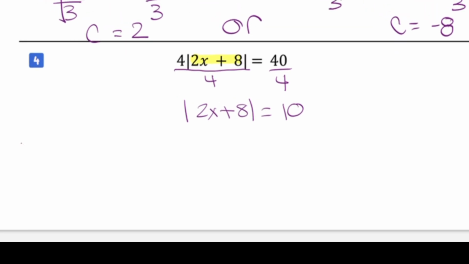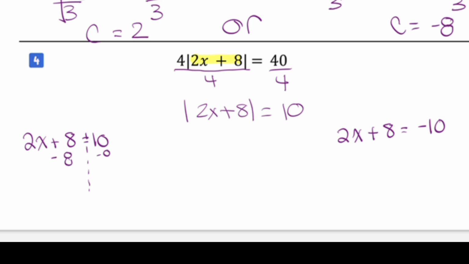So on the left, I'm going to have 2x plus 8 equals 10, and on the right, I will have 2x plus 8 equals negative 10. I'm going to solve on the left, make my fence. The opposite of adding 8 is subtracting 8. I have 2 times x equals 2. The opposite of multiplying by 2 is dividing by 2, and I'm getting 1x equals 1.